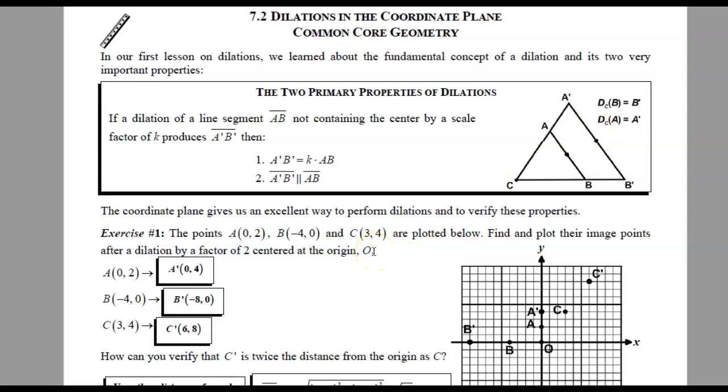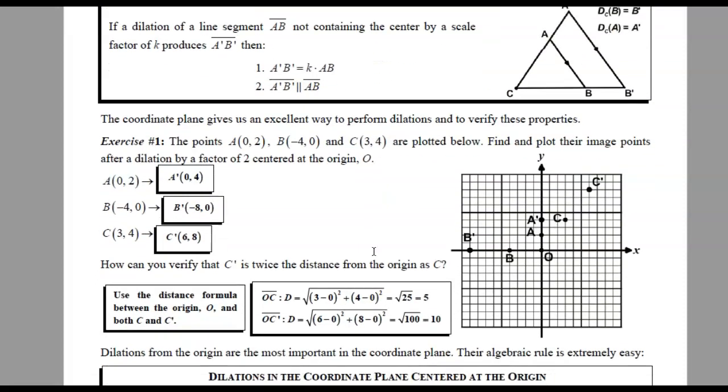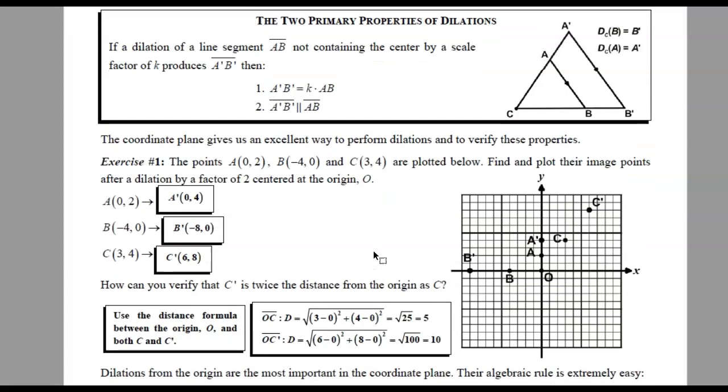All right, so with all that in mind, if we're doing a dilation on a coordinate plane, then what we want to do is take the points and apply the scale factor from the center. So this one is saying that these 3 points are plotted, and we're trying to find their images, dilation by a factor of 2, and centered at the origin. Now both of those things are important there because we have to know how far to go and from where.